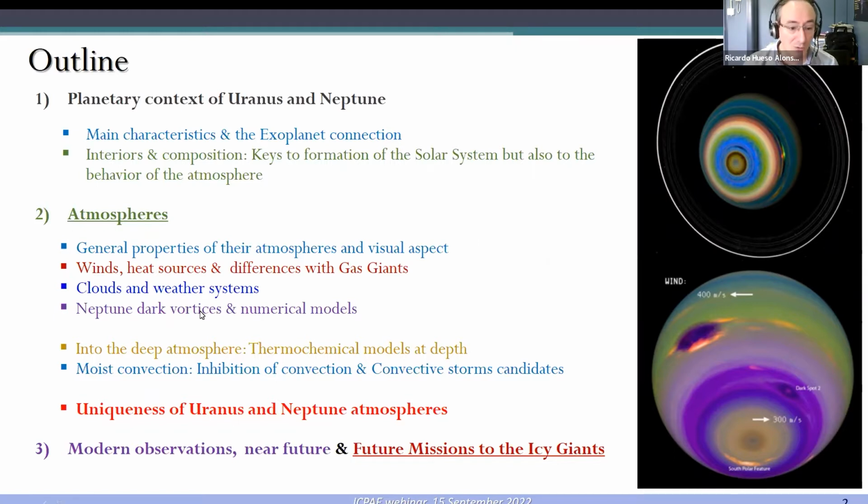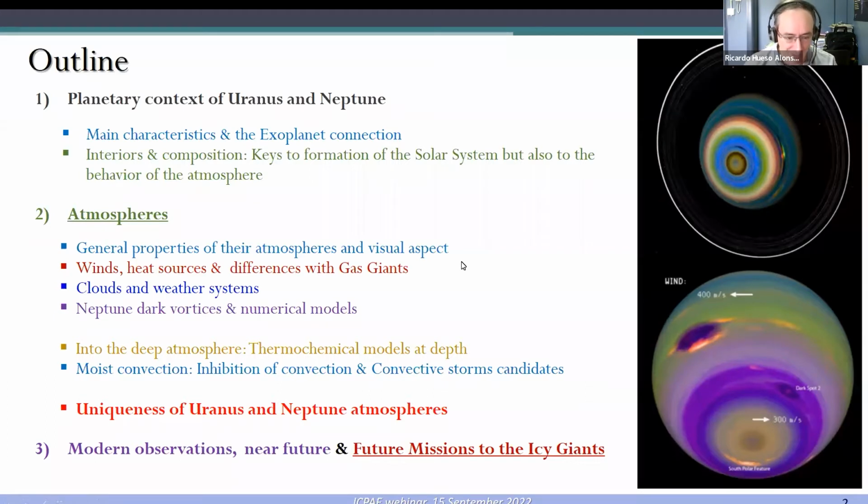I will dedicate most of the talk to describing the atmospheres, general properties, how the winds are, which are the heat sources, what are the clouds and weather systems that we can see in images like this. So these images are also obtained by Voyager 2, but these are modern processing of the data. And you can see plenty of details here in Uranus, where at the time of Voyager 2, the images looked blunt. With modern processing, you can get lots and lots of atmospheric details and lots of structures in this highly unknown atmosphere. And the same for Neptune, in which you can also see increased details.